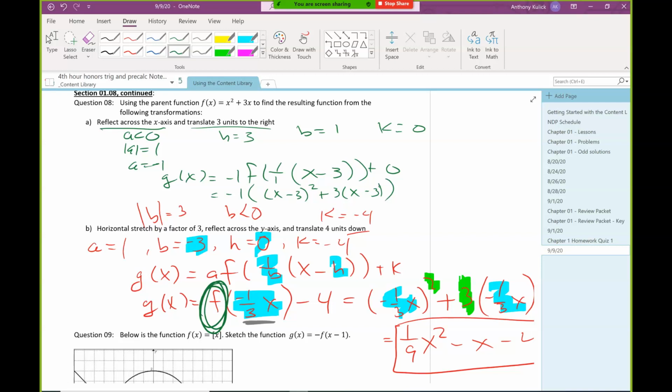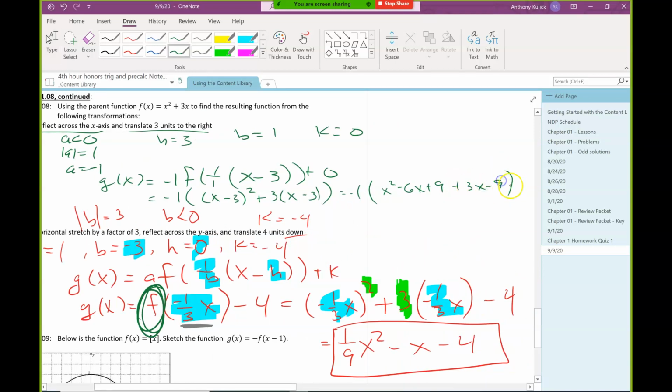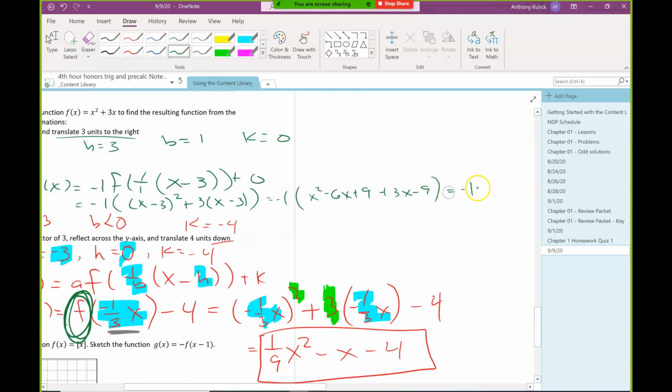Sophie, are you okay with what I've done so far? No. Okay. So now I have to FOIL out the x minus 3 squared. And I have 3. And then when I combine like terms, I get this. And when I distribute the negative, I get that. So that's my final answer. Does that feel okay there? Mm-hmm.